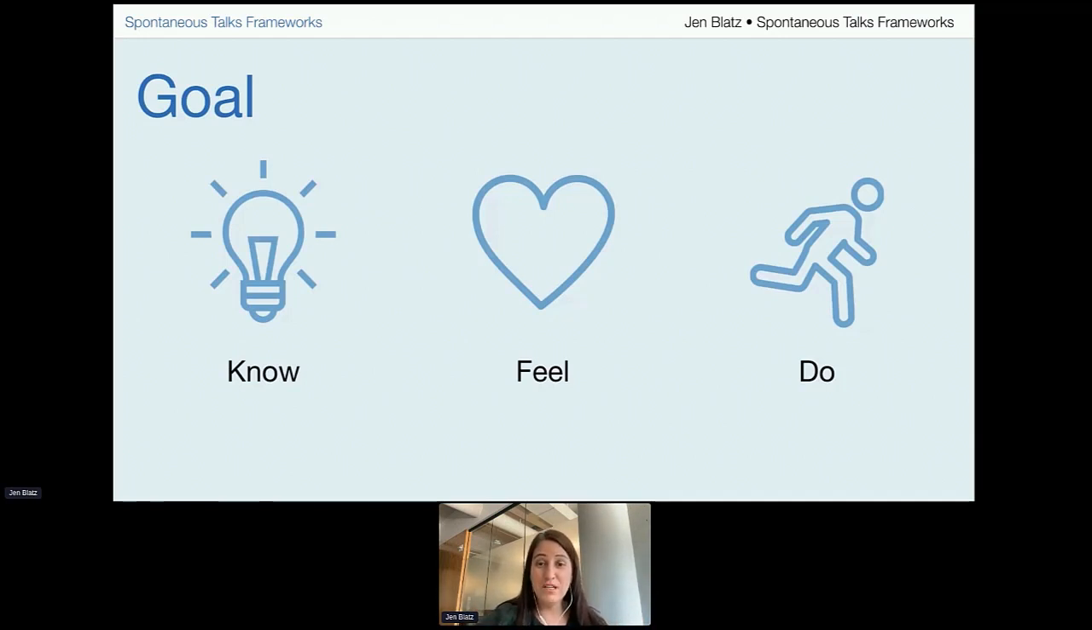But I want to talk about the value of spontaneous talk frameworks and what I want you to get from the talk today. I want you to know about these frameworks so that you can know how to answer because you organize your thoughts. And then you can feel a little bit more confident because you organize your thoughts. And then you can just do it. Just speak with a little bit less anxiety because you organized your thoughts.